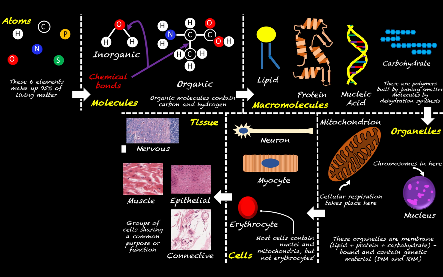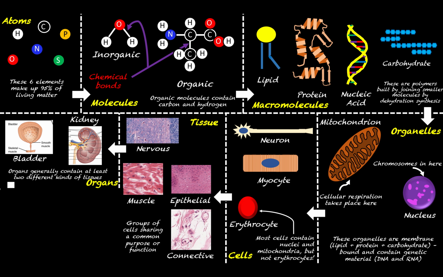Cells, of course, come together to build our 4 different types of tissue, which are nervous tissue, muscle tissue, epithelial tissue, and connective tissue. These are basically just big groups of different types of cells that all serve some sort of common purpose or help to share some sort of common function, again, all for the sake of maintaining homeostasis.